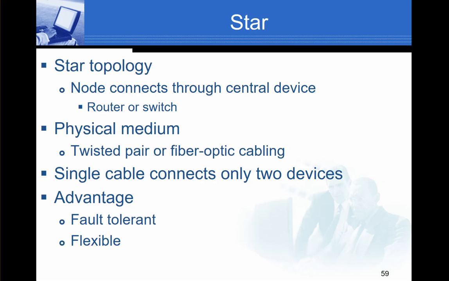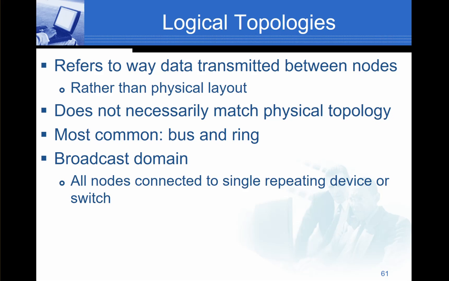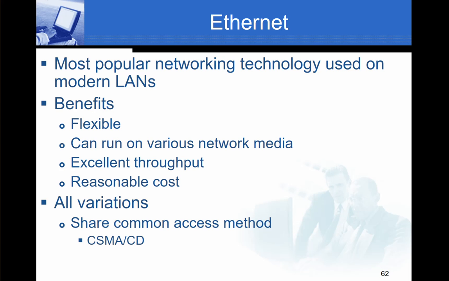Star, again, you're going to have through a central device, a switch. So here you have a switch, and you have 3, 4, 5, 8 computers all hooked up to the same switch. And you can have up to 1,024 addressable logical network nodes. And the logical topology is the way that the data is transmitted between the nodes, not really worrying about the physical layout. So again, popular is Ethernet. Again, the benefits: flexible, various network media, great throughput, and is rather inexpensive.